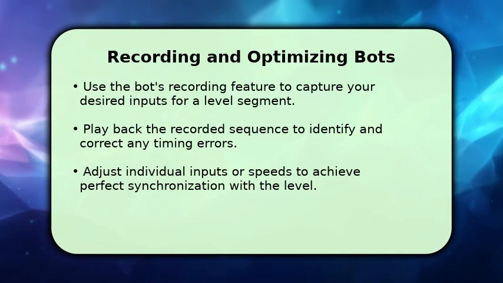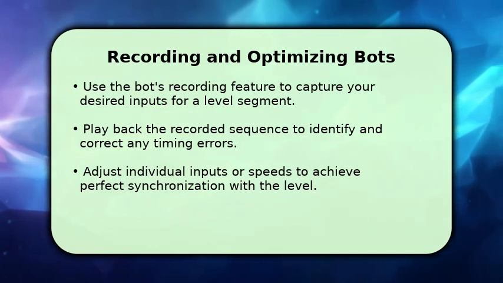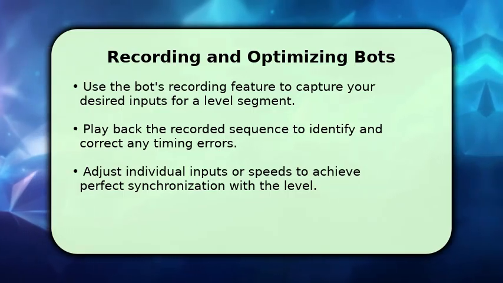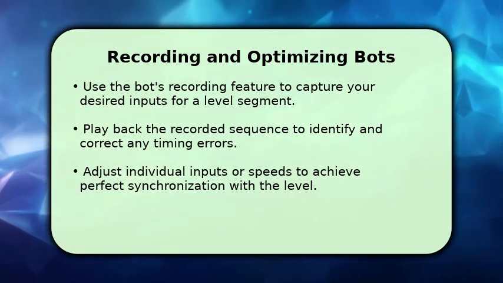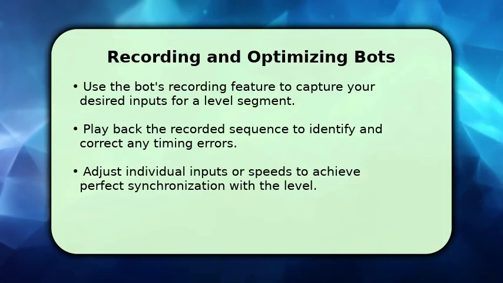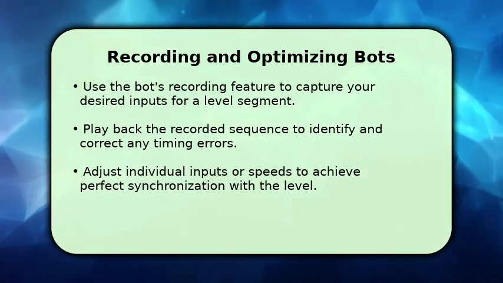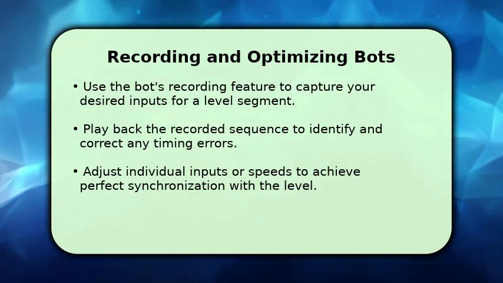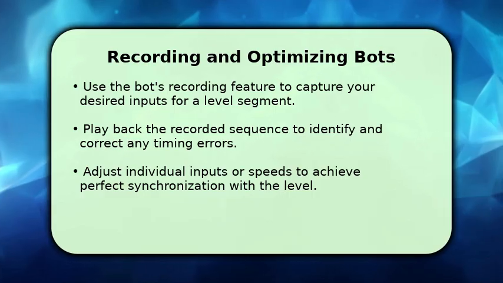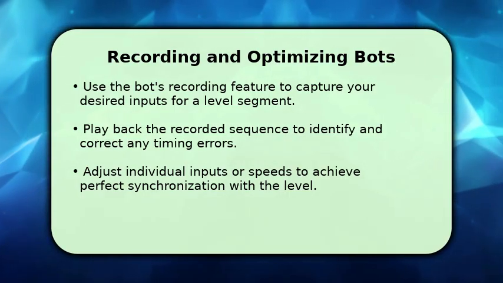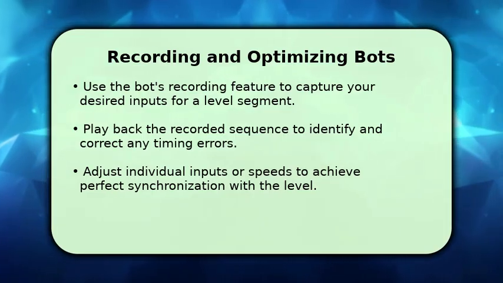With your software configured, you can begin recording your bot's actions. Start by playing a small section of the level, allowing the bot to capture your precise key presses and mouse clicks. After recording, play back the sequence to observe its performance. You'll likely need to refine the timing, perhaps by adjusting delays between actions or modifying specific inputs. Many bots offer granular control, letting you tweak movements down to milliseconds for flawless execution.